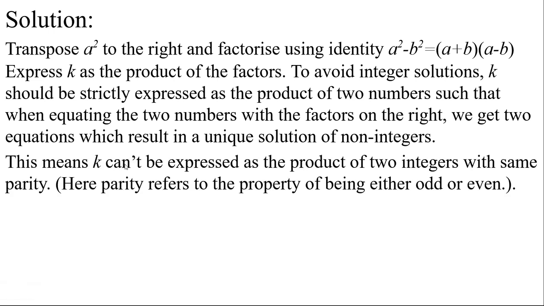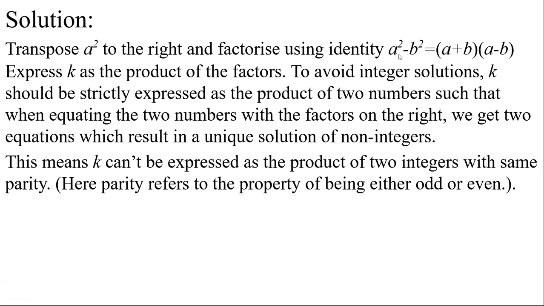So this means k can't be expressed as a product of two integers with the same parity. Parity is the property of being either odd or even. You have to figure out whether it is odd or even, and that will probably help you solve the question. So suppose you have two divisors of k, a factor pair of k, such that both of them are odd or both of them are even, like mentioned here.